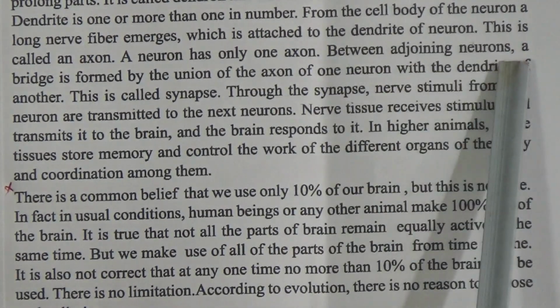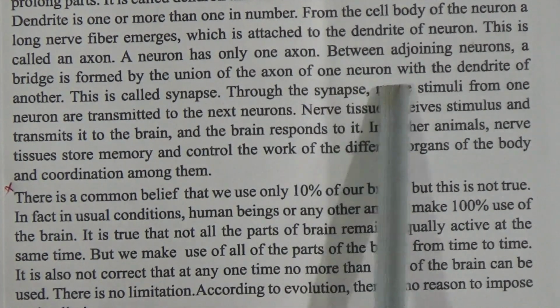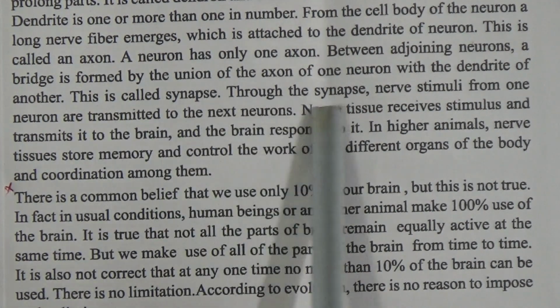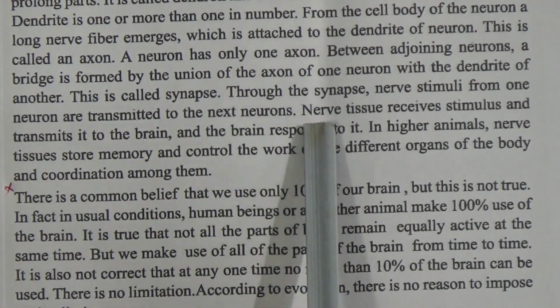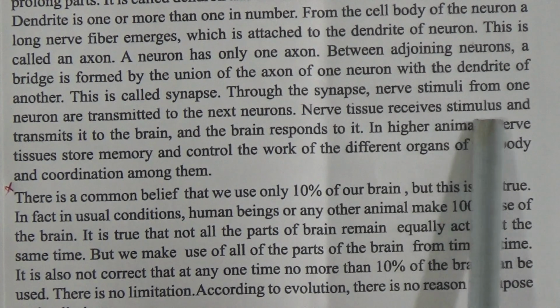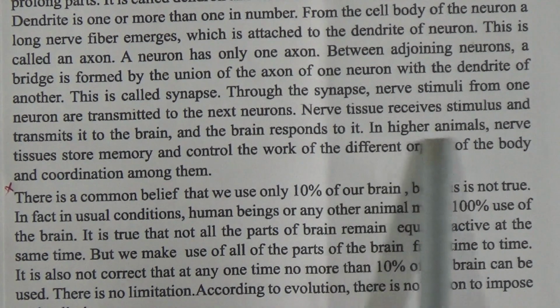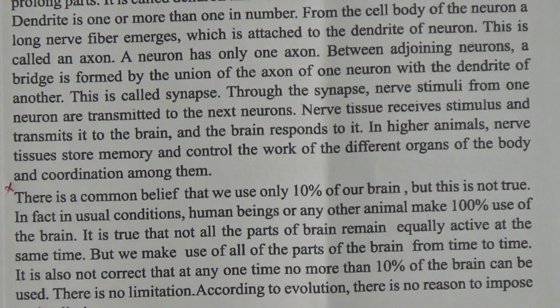Between adjoining neurons, a bridge is formed by the union of the axon of one neuron with the dendrite of another, and this is called a synapse. Through the synapse, nerve stimuli from one neuron are transmitted to the next neurons. Nerve tissue receives stimulus and transmits it to the brain, and the brain responds to it. In higher animals, nerve tissue stores memory and controls the work of the different organs of the body and coordination among them. Now, I show you what is called a synapse.